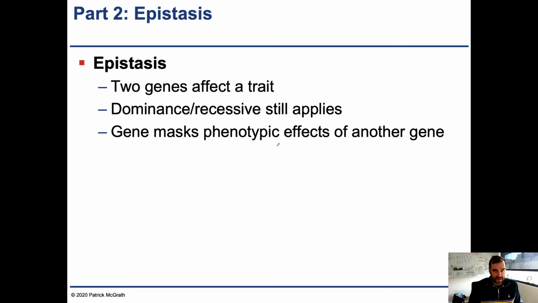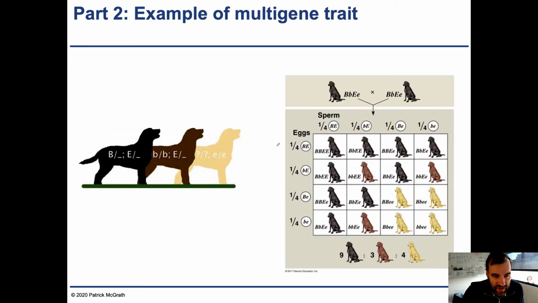Now this is a setup to also understand the idea of epistasis. Epistasis occurs when 2 genes affect a trait. Dominance and recessiveness still apply, but now one gene masks the phenotypic effects of another gene. A very classic example of epistasis is Labradors. Labrador retrievers come in 3 primary colors. They are either black labs, chocolate labs, or yellow labs.